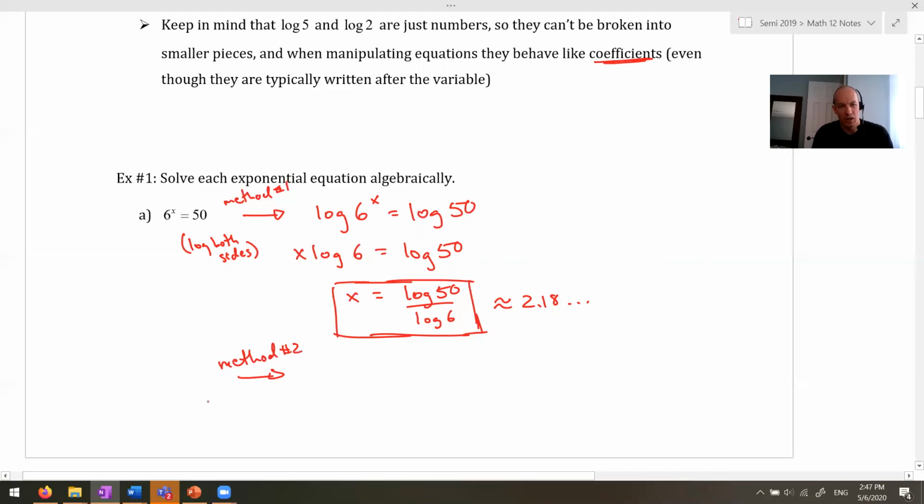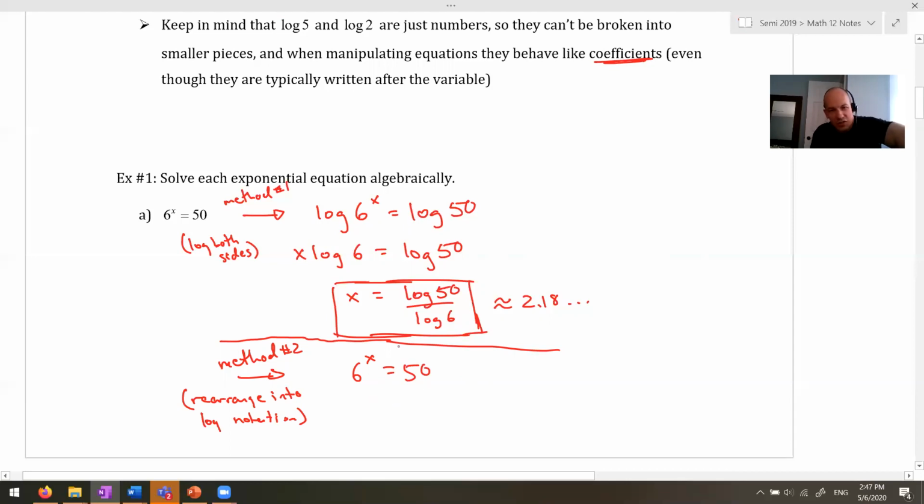A slightly different way is to rearrange into exponential notation. Whoops, I meant to say logarithmic notation because it's already an exponential notation. So another totally separate way of doing this would be to look at this and go, okay, well 6 to the power of x is equal to 50. This actually converts into, so you're going to turn this into logs, and this is where even I, after doing this for so many years, I still have to think about this.